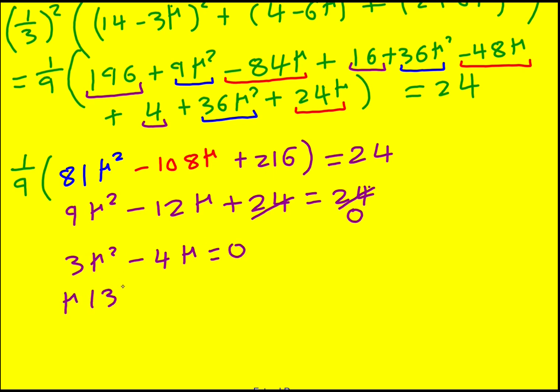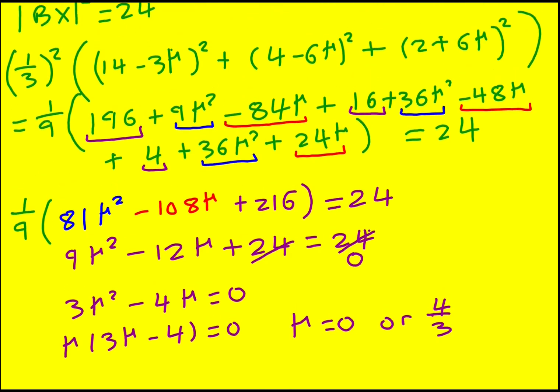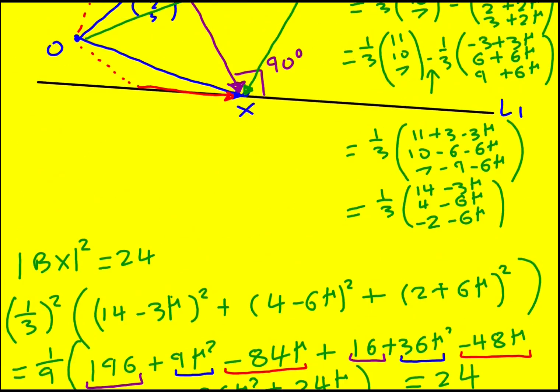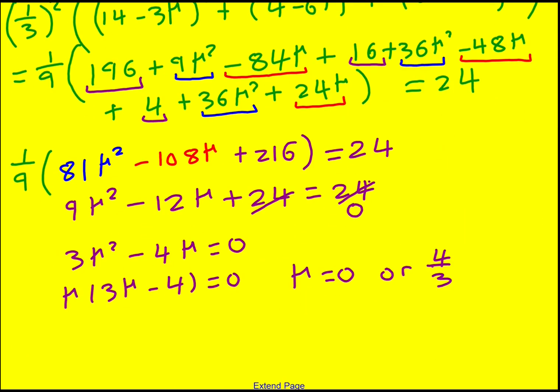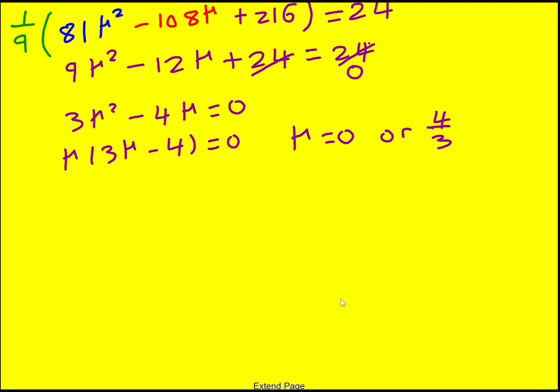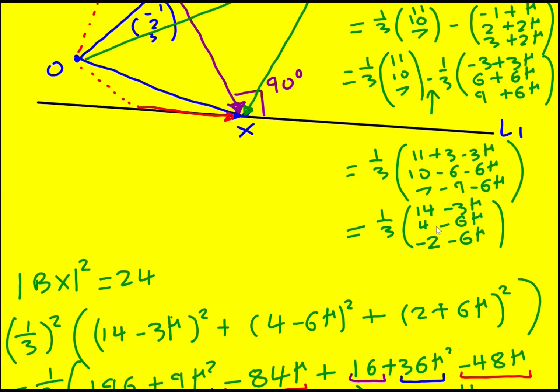Factorize out the mu. 3 mu minus 4 is equal to 0. So mu is equal to 0 or 4 over 3. I'm going to put both values back into our value of bx, which was this. Okay, sorry, didn't quite copy it across.